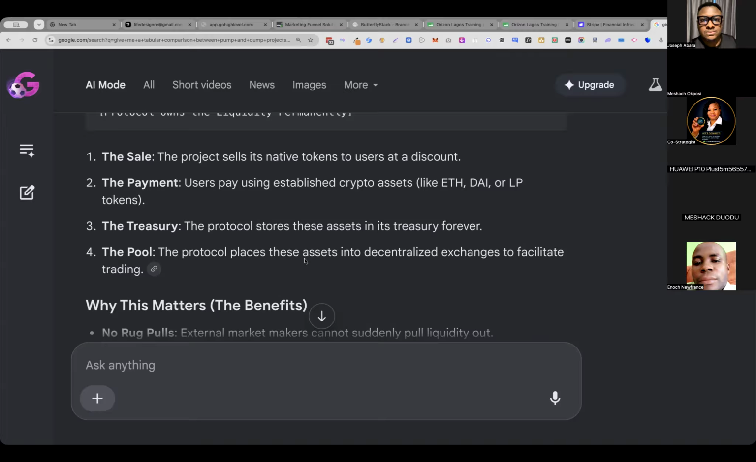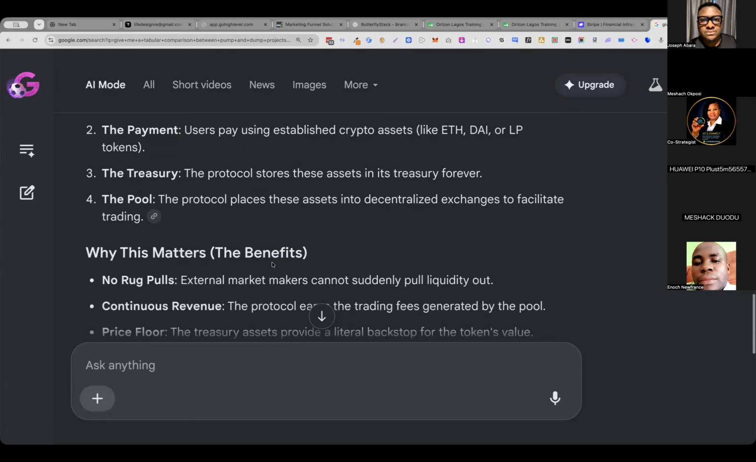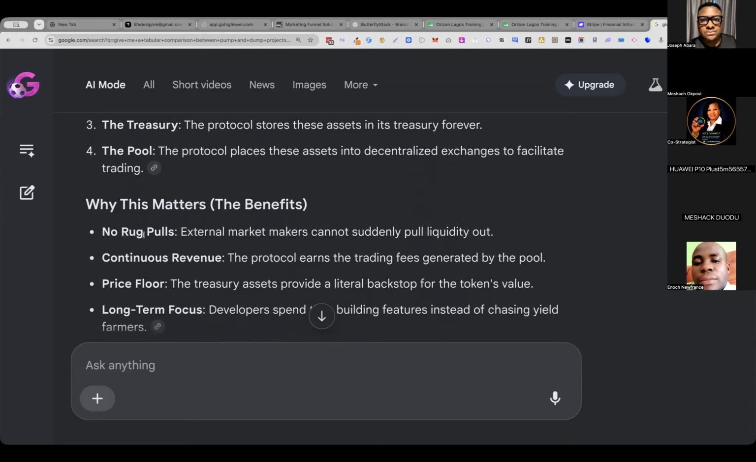And as people are buying the token at a discount, all that money goes to the treasury, and the treasury money is deposited in the liquidity pool, and it is kept there forever. Cannot be withdrawn. You see the difference? So why does this matter? There's nothing like rug pulling here. No rug pulling. External market makers cannot suddenly pull out liquidity.